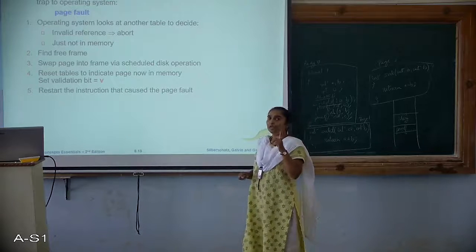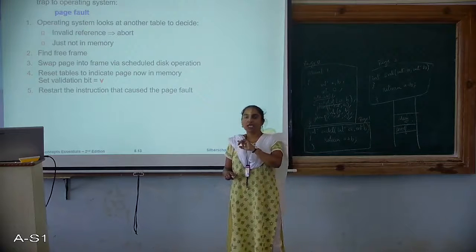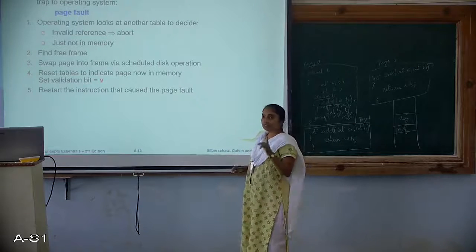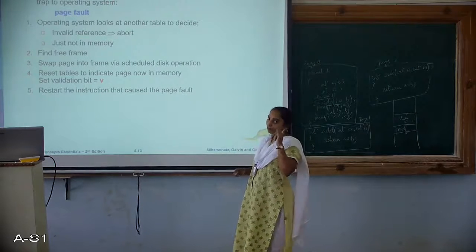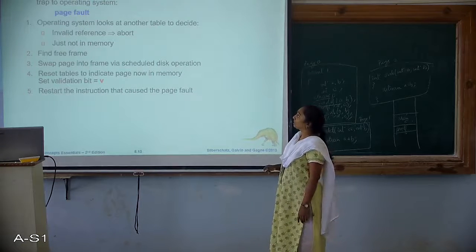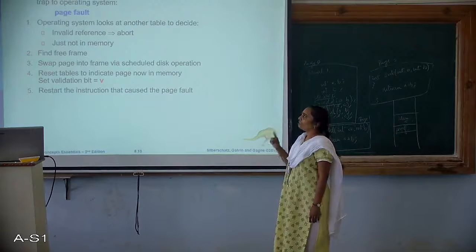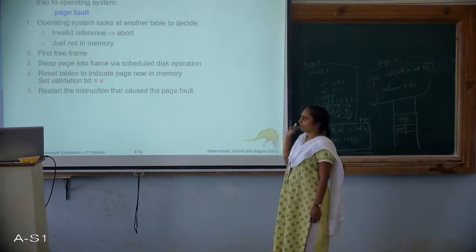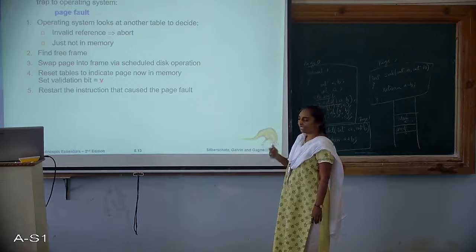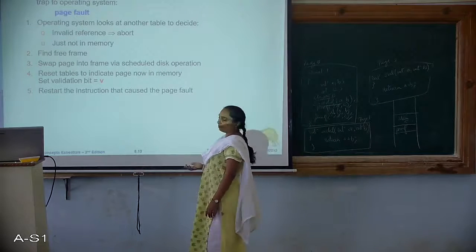The first reference to it will always generate a page fault because all pages are loaded in your secondary storage device, and as and when a page is required, it is loaded into the RAM. So the first reference will always cause a page fault. The operating system looks at another table to decide whether it is valid or invalid. If it is an invalid reference, abort. If it is a valid reference, just not in memory, it means that the page is not there in physical memory, it is there in secondary memory.